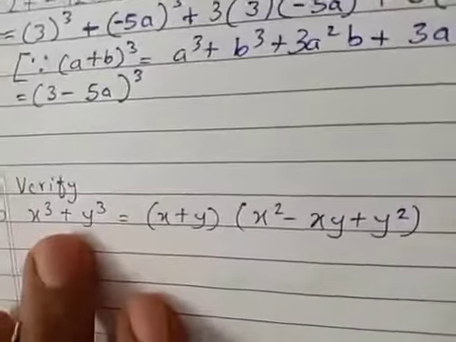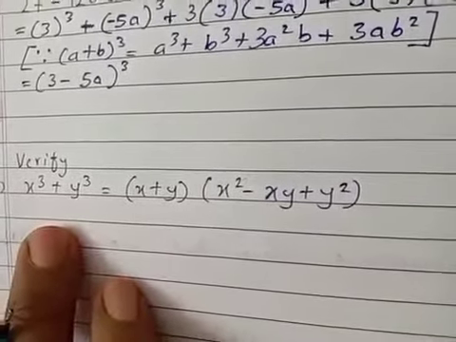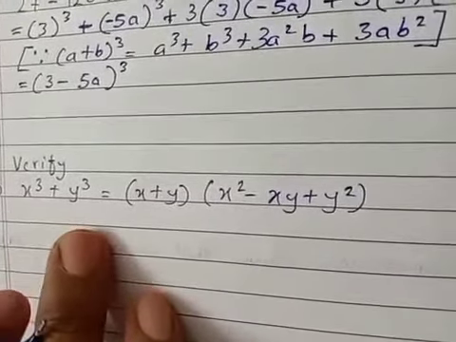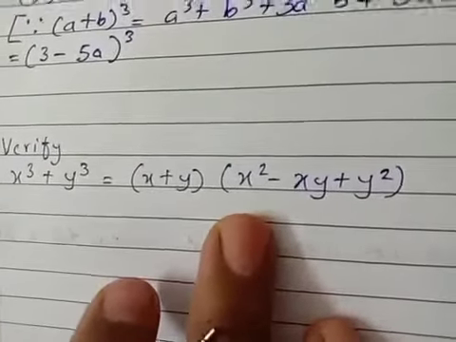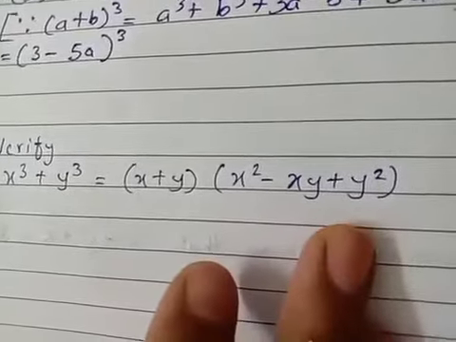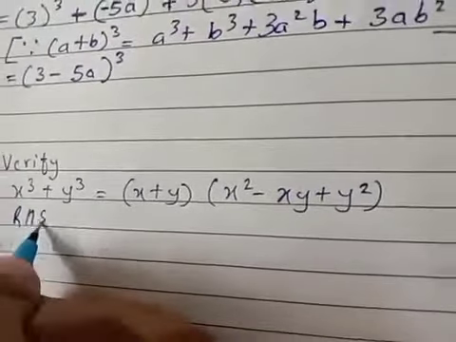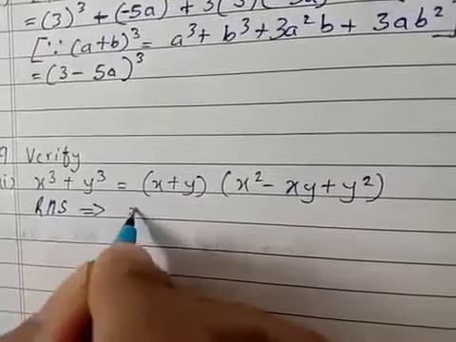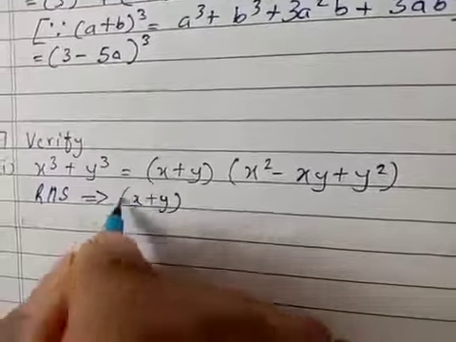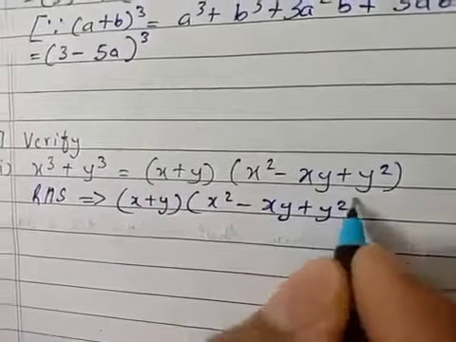Now let's solve this 9th one. First example. What is it? It is x³ + y³ equals (x + y)(x² - xy + y²). Now let's solve the right hand side first. Right hand side is what? This one: (x + y)(x² - xy + y²).